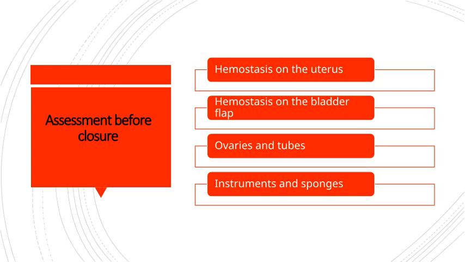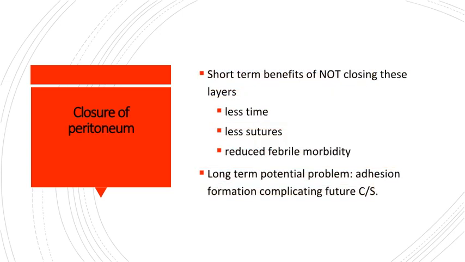A surgical count of instruments and sponges is done as well to ensure they are all accounted for before closing the abdomen. There is little benefit in closing the bladder peritoneum. Regarding closure of the parietal peritoneum, certainly, it is faster to avoid this step. However, some surgeons have found that there are fewer adhesions of the uterus and bladder to the muscle of the abdominal wall when the peritoneum is closed.